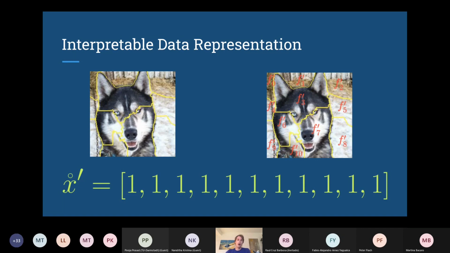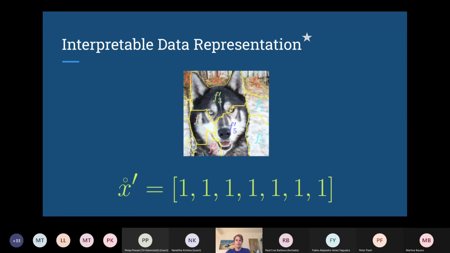And here again, we split the image into parts, and 1 would represent a particular part being present. 0 means it being absent, and I'll get into the absent bit in a moment. Again, you can be a bit more creative about your interpretable data representation for images and try to make them as meaningful to humans as possible. So you may want to merge some of the regions, or you may even want to ask your user, your explainee, to draw boundaries on objects that would be interesting to see in the explanations.